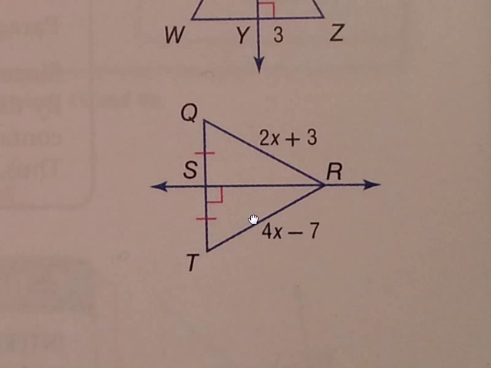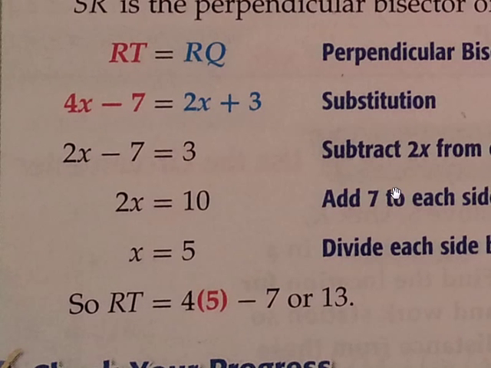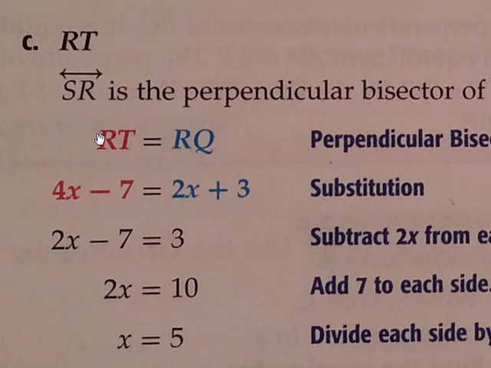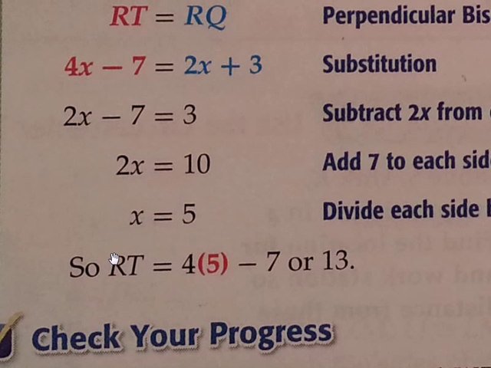We've been doing that kind of stuff all year long. You can just look at it and go through it. You set them equal to each other and you solve for X. But it does say to solve for what? It doesn't say solve for X. It says solve for RT. So look, RT is 4X minus 7. So you've solved for X, and you plugged it into 4X minus 7, and you got 13.